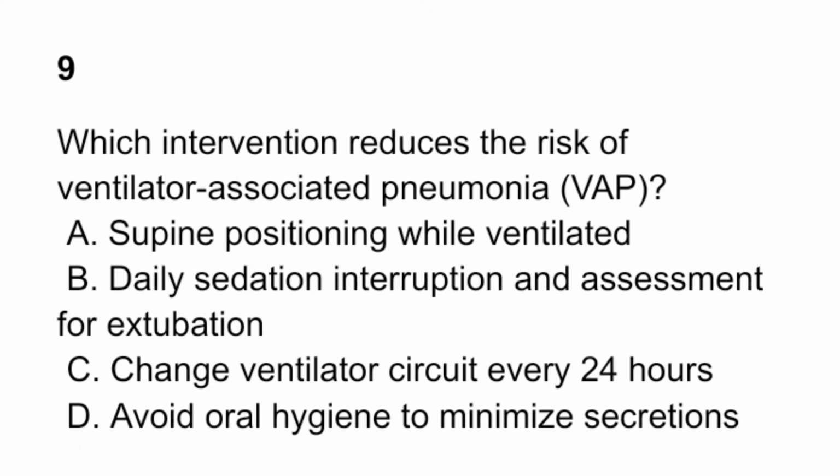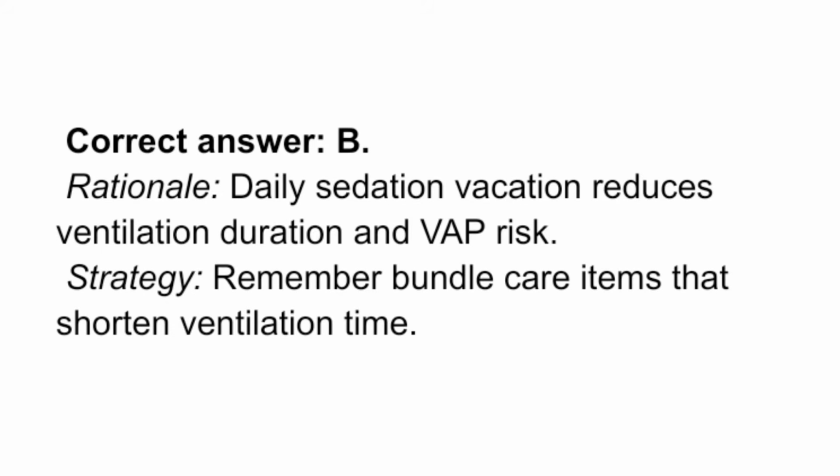9. Which intervention reduces the risk of ventilator-associated pneumonia, VAP? A. Supine positioning while ventilated. B. Daily sedation interruption and assessment for extubation. C. Change ventilator circuit every 24 hours. D. Avoid oral hygiene to minimize secretions. Correct answer, B. Rationale: daily sedation vacation reduces ventilation duration and VAP risk. Strategy: remember bundle care items that shorten ventilation time.